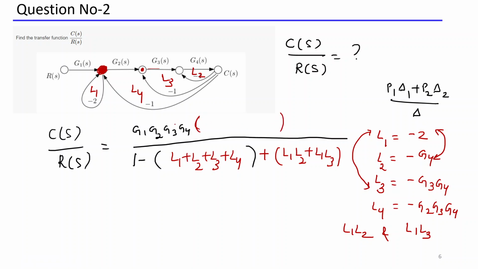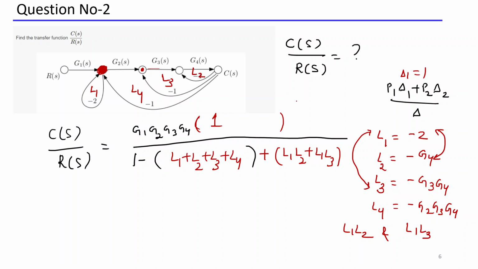Tell me, in that forward path, which loop is not touching that forward path? All the loops share the common forward path. L1 is sharing this path, L2 is sharing this forward path, L3 is sharing this forward path, everyone is sharing this forward path. That's why in this formula L1 0, L2 0, L3 0, all are 0, only 1 will be present. So P1 delta 1, where delta 1 is 1.